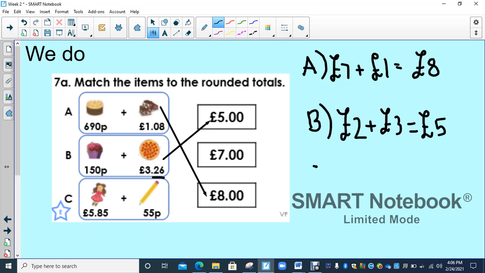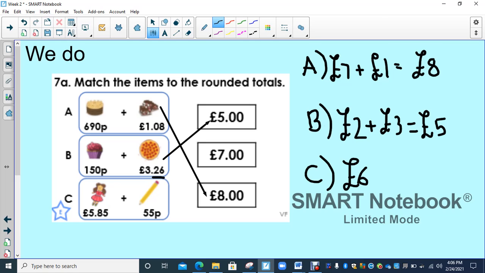And lastly, let's look at C. So the cost of the dole, I need to find out the rounded amount. So £5.85. £5.85 rounded to the nearest pound, I am rounding up. So I know that costs £6 to the rounded amount. Lastly, I've got 55 pence for the cost of a pencil.